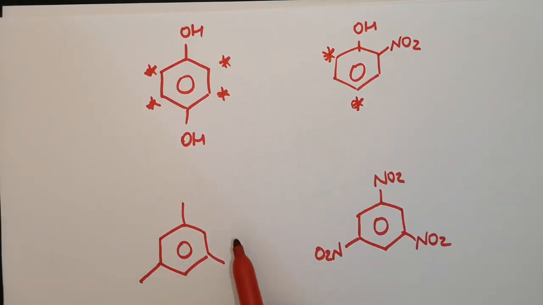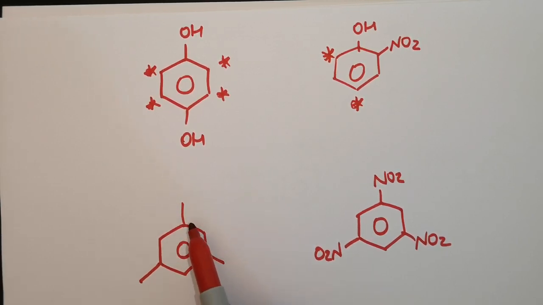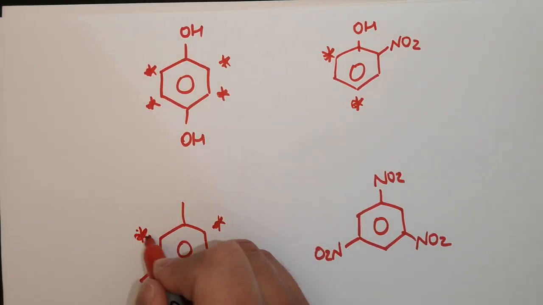On this one here with the 3 methyl groups, okay, the methyl groups are 2,4 directors. So have a look at where the positions 2 and 4 are. So from this methyl group here, this is a position 2, that's a position 2 or 6. This is a position 4. From this methyl group, position 2, position 2, position 4. From this methyl group, position 2, position 2, position 4. All 3 positions that are available are equally likely to react. So we can asterisk all 3.